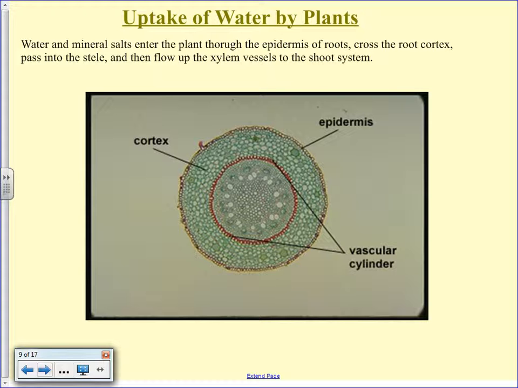Then you've got the vascular cylinder, which is where the xylem is. It's not really phloem out here because there's not any sugar being produced out here, but the vascular cylinder is where the xylem begins. The water gets into there, and then it's going to be pulled up the plant. So water and minerals and salt enter the plant through the epidermis of the roots, and they cross the root cortex, and they end up inside the xylem, to be drawn up the plant.